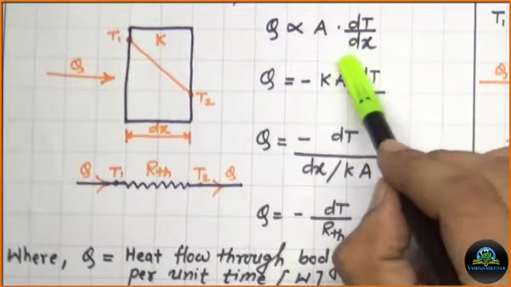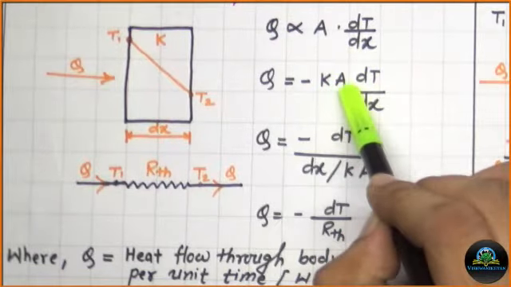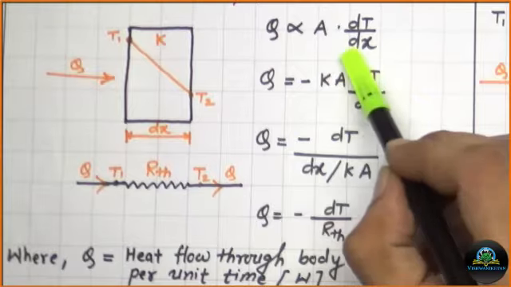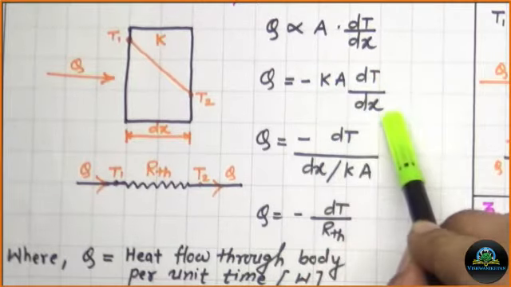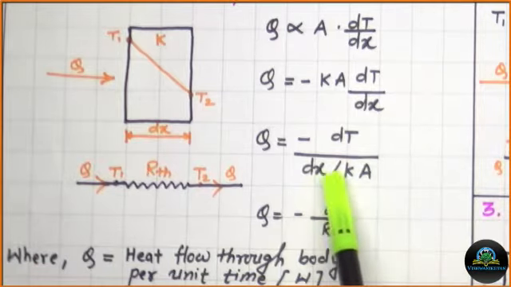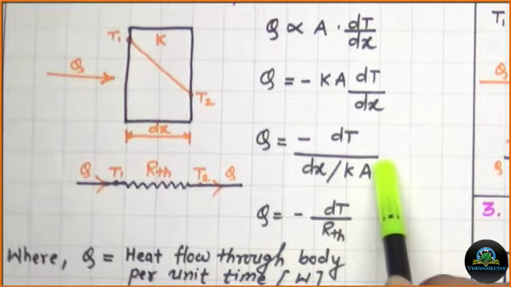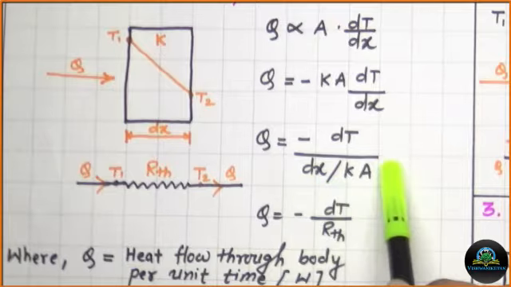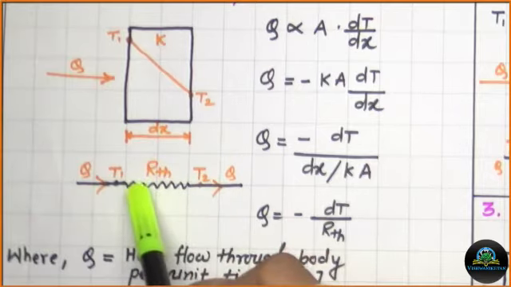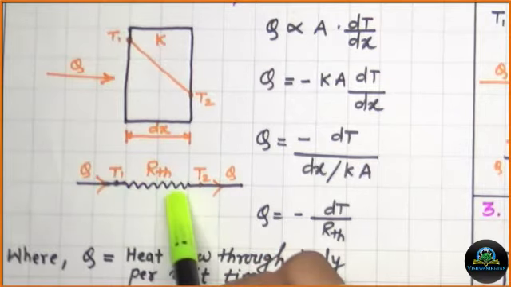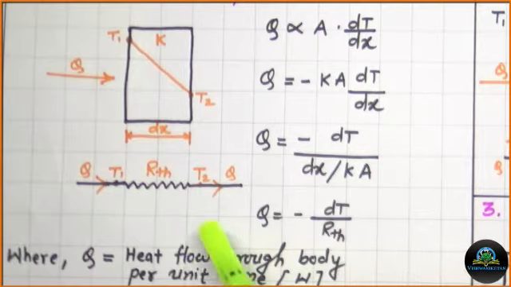Now take this term, that is K into A, into the denominator, that is dx upon KA. This whole term dx upon KA is called the thermal resistance. Thermal resistance means the resistance to the flow of heat. Resistance means that it restricts the flow of heat.